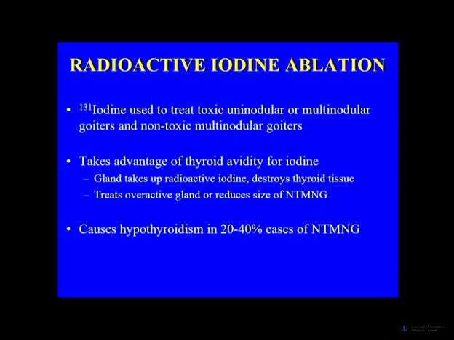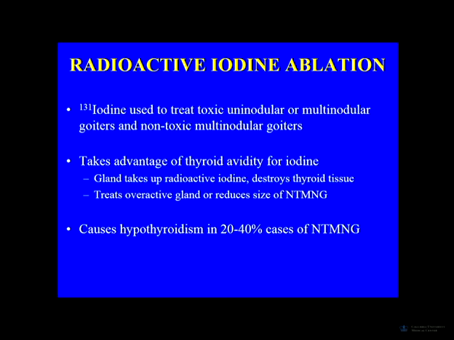So this is a little bit different than a radioactive iodine scan. We use a different isotope. This is I-131, and we use this primarily to treat toxic nodules or multinodular goiter. Rarely it's used for non-toxic goiters. It takes advantage of the thyroid avidity for iodine, so the patient swallows the pill, the iodine gets taken up in the thyroid, and then the radioactivity slowly destroys the thyroid gland.